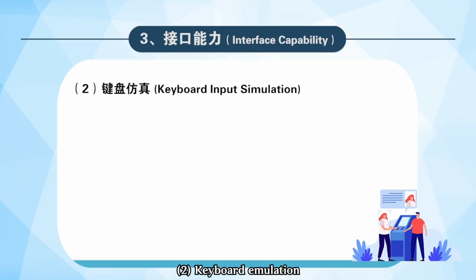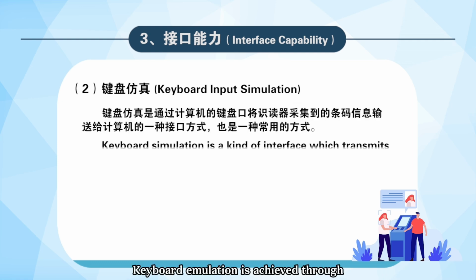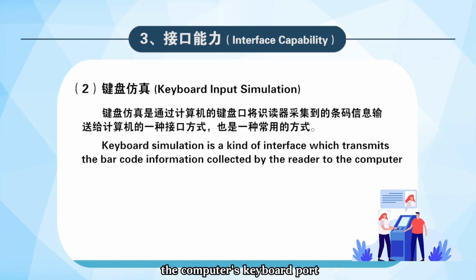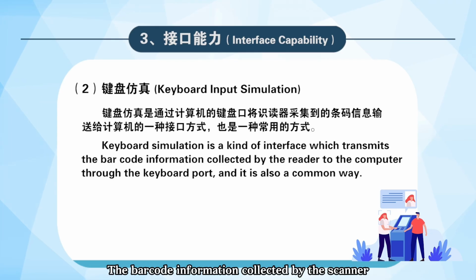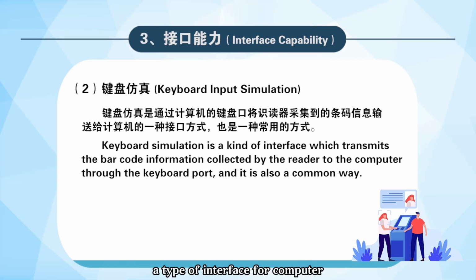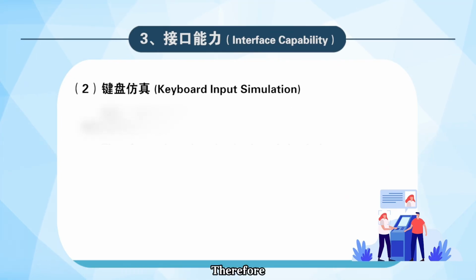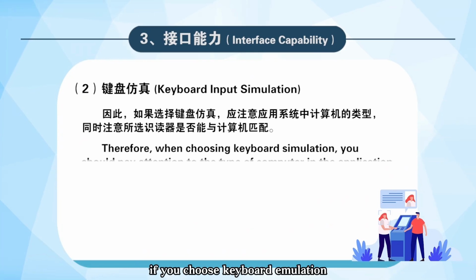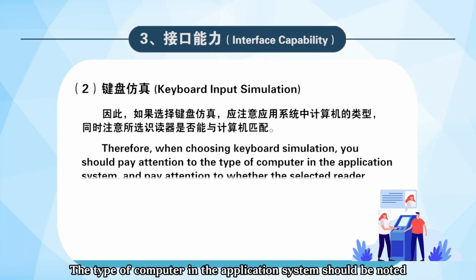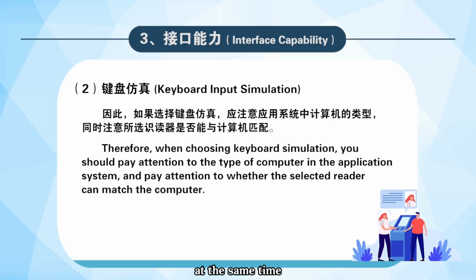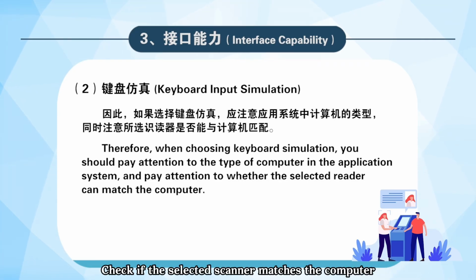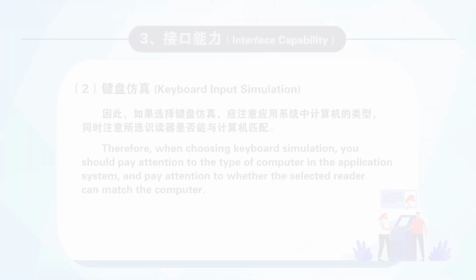2. Keyboard emulation. Keyboard emulation is achieved through the computer's keyboard port, which receives the barcode information collected by the scanner. It is also a common method. Computer keyboards come in various forms. Therefore, if you choose keyboard emulation, the type of computer in the application system should be noted. At the same time, check if the selected scanner matches the computer.